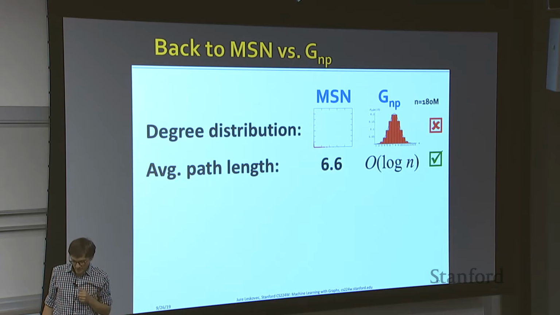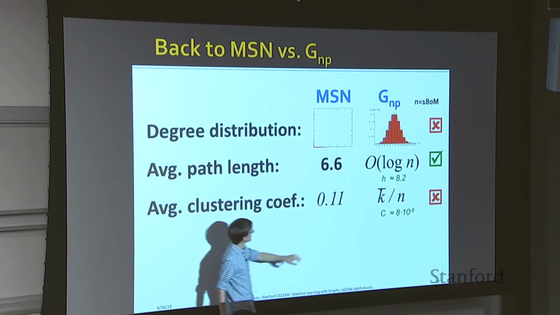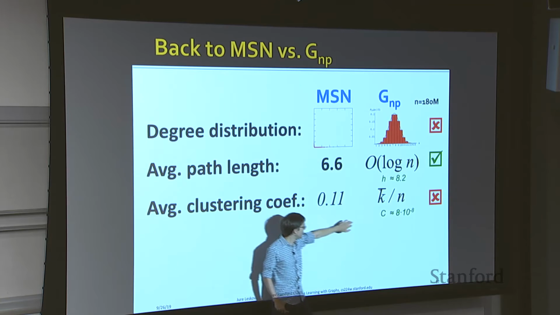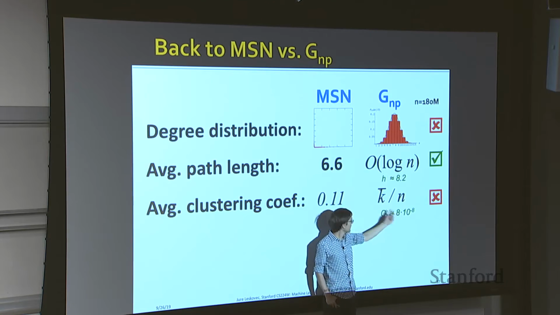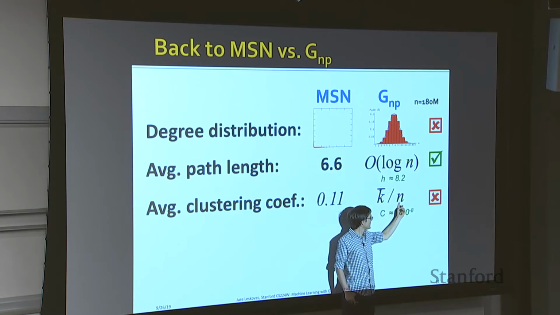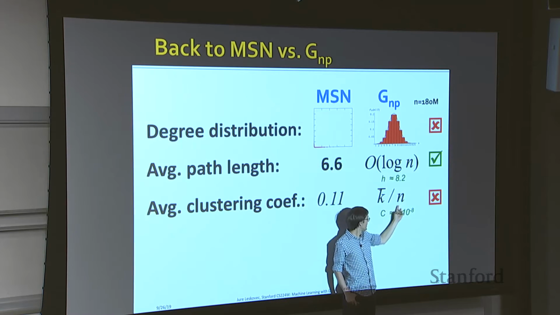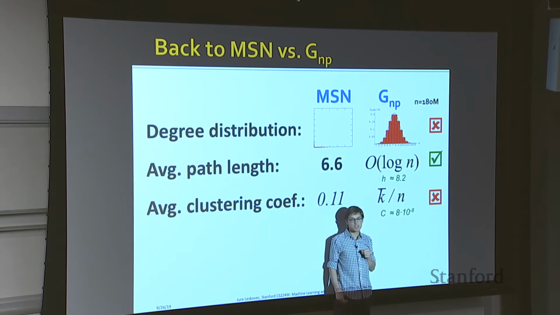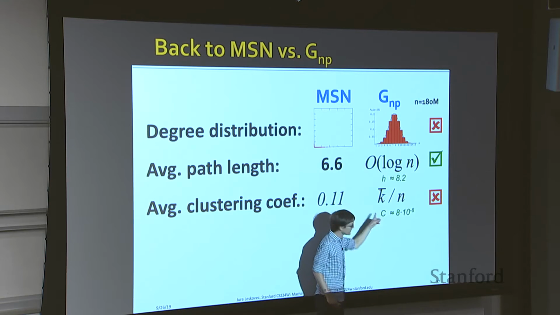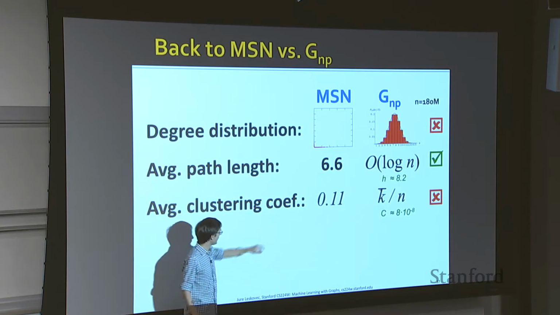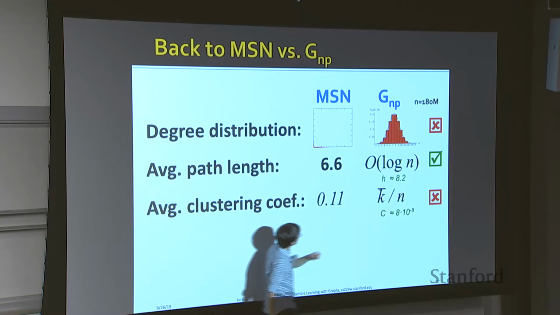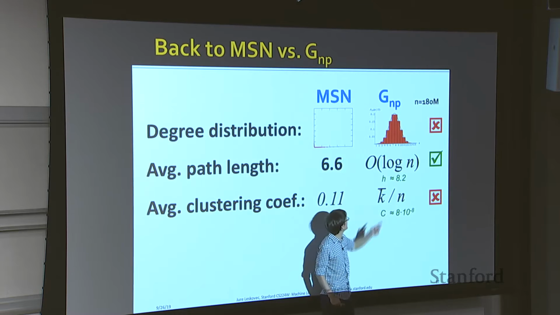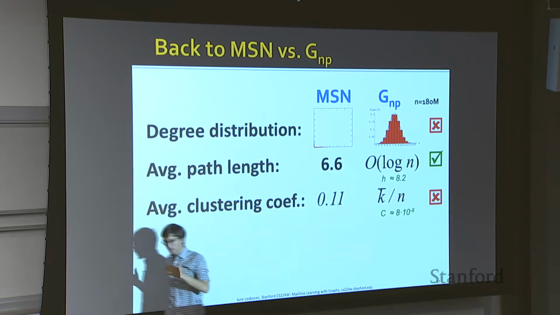Then we said clustering coefficient, right? The clustering coefficient in the MSN graph was 0.11. If you enter the average degree, which was 14, divided by 180 million nodes, then an equivalent random graph would have clustering of 8 times 10 to the minus 8, right? So we are about 6 orders of magnitude away, so obviously not good, right? For the diameter, log base 10, for example, of 180 million is 8.2. So it's quite close. So we can be happy. It's the right kind of order of magnitude.